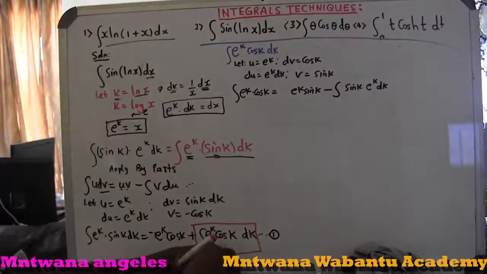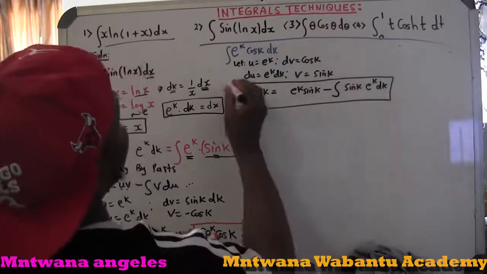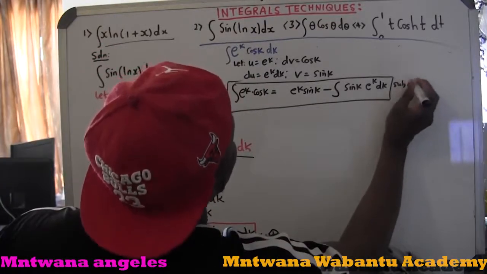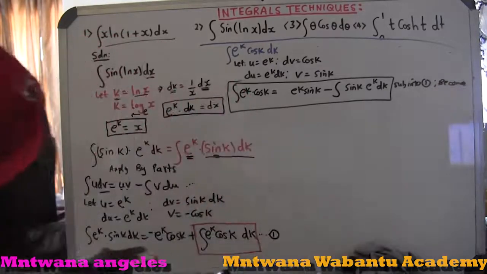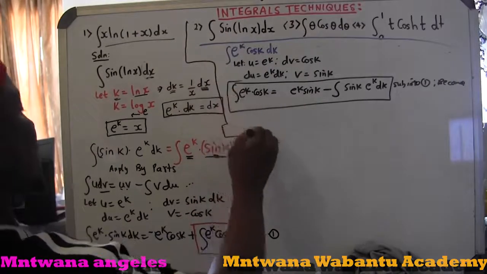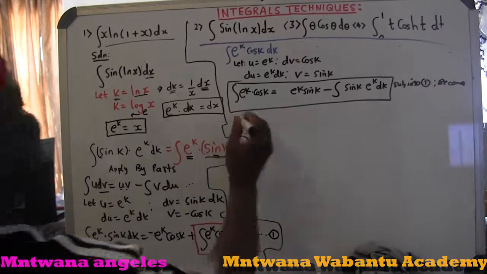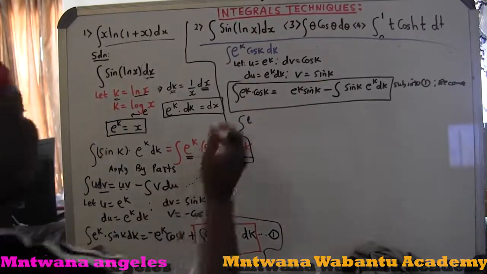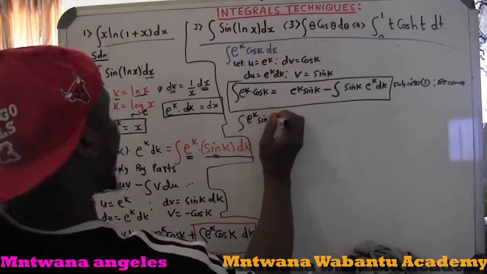So now this one here we know equals this. What we're going to do is substitute this into equation 1. What is equation 1? Our main equation: the integral of e^k sine k dk.